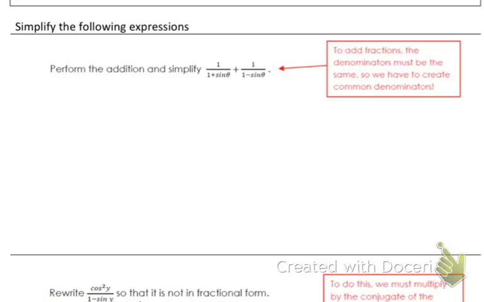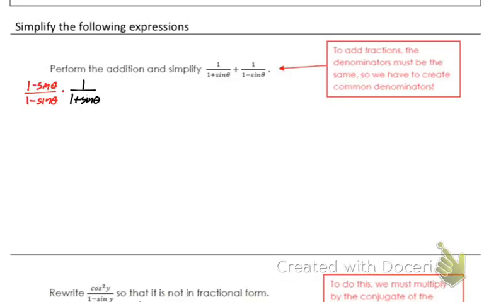So fully written out, we'd have something like this. I would have 1 minus sine theta over 1 minus sine theta, and I'm just going to use that to multiply by that first fraction. That first fraction is 1 over 1 plus sine theta.